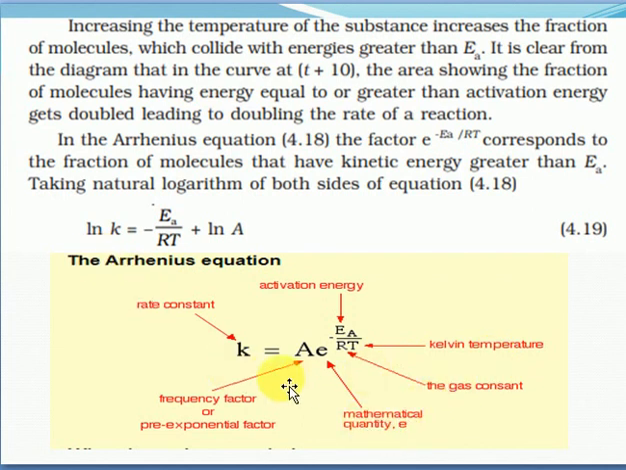Now the mathematical explanation. First, this equation is there and I want to take the natural logarithm. Taking ln of k equals ln A minus Ea by RT. What you get here is ln k is equal to minus Ea by RT plus ln A. I want to draw the graph between k and T.